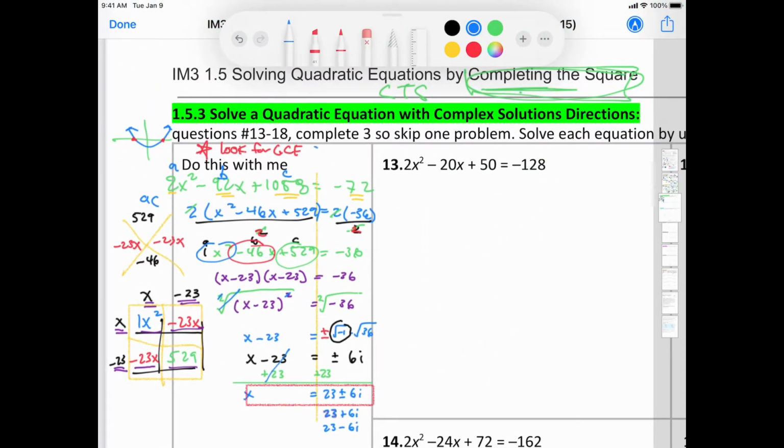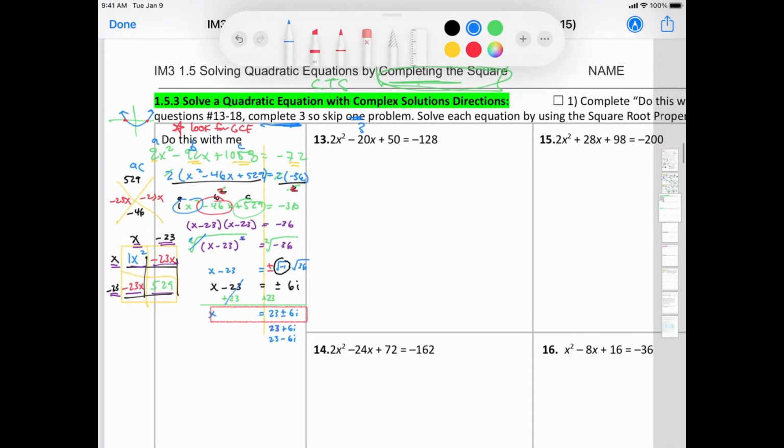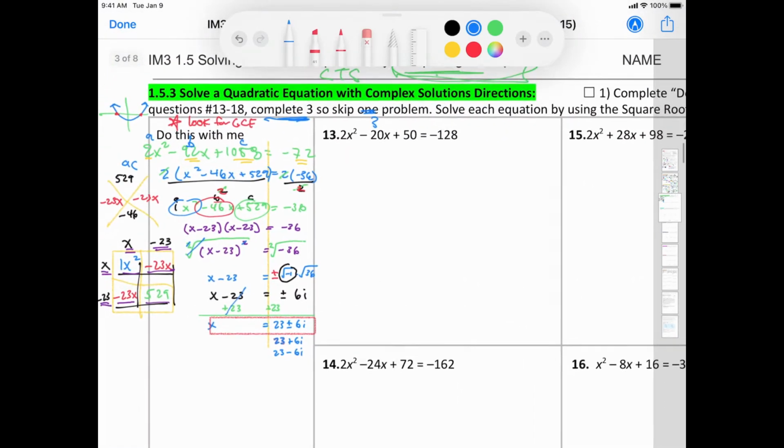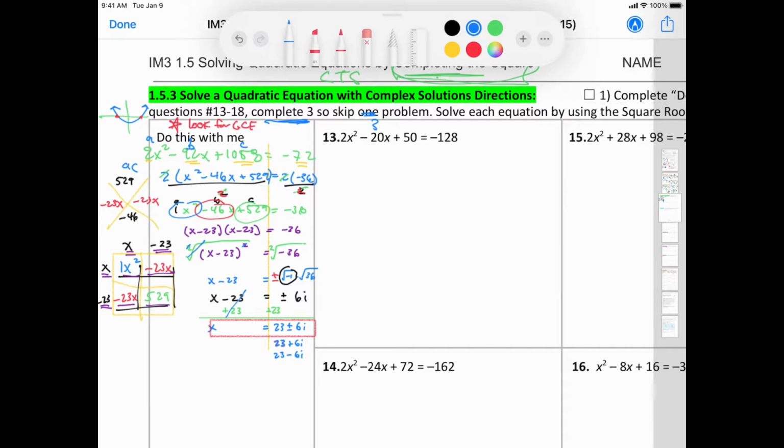Okay, complete 3 of these, and then go ahead and skip 3 problems. Solve each equation by using the square root property, and then go ahead and press play when you want to do these step by step with me.